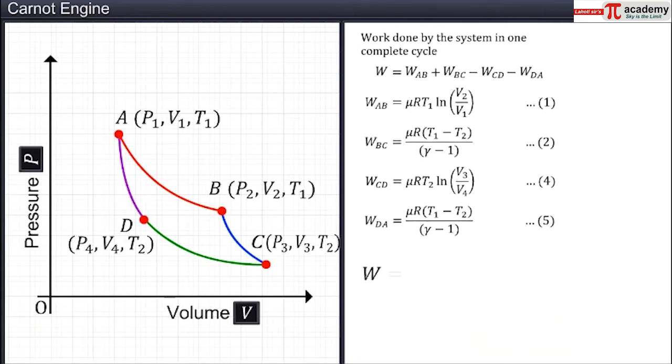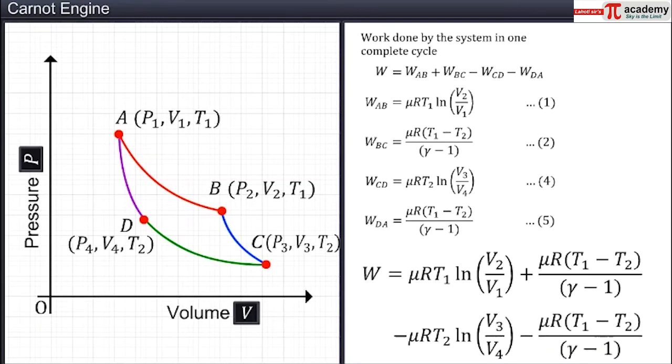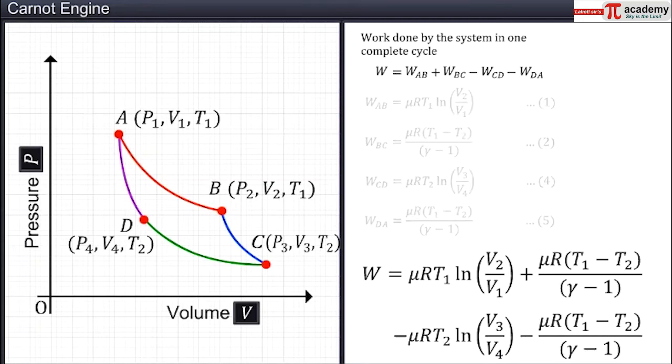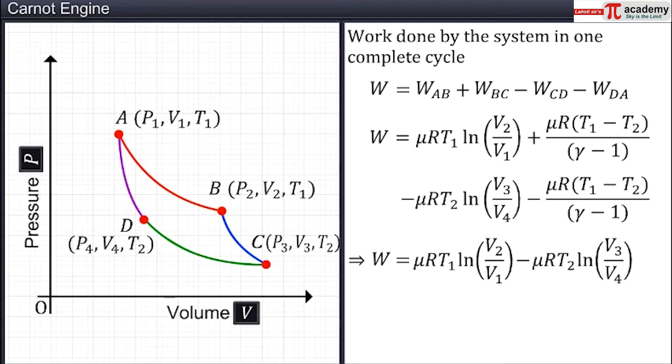we get W is equal to mu R T1 into ln of V2 by V1 plus mu R into T1 minus T2 by gamma minus 1 minus mu R T2 into ln of V3 by V4 minus mu R into T1 minus T2 by gamma minus 1. On simplification, we get W is equal to mu R T1 into ln of V2 by V1 minus mu R T2 into ln of V3 by V4. Let this be equation 7.